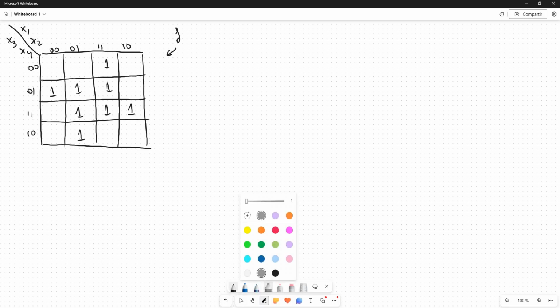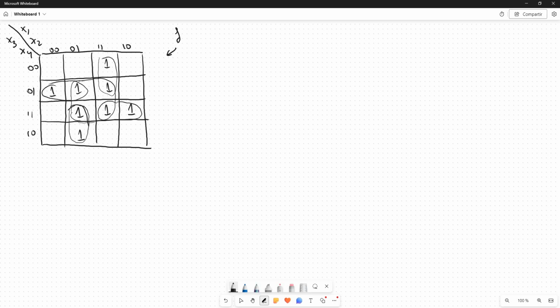So in this case, we are going to have this one, this one, okay, this one, and this one. You can check that these are the largest possible implicants covering those ones. So these are the prime implicants.